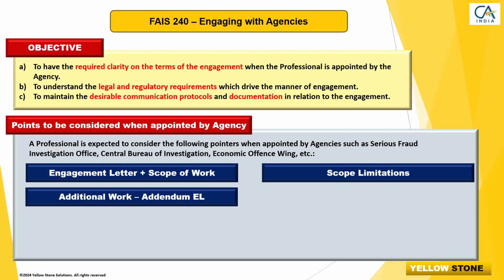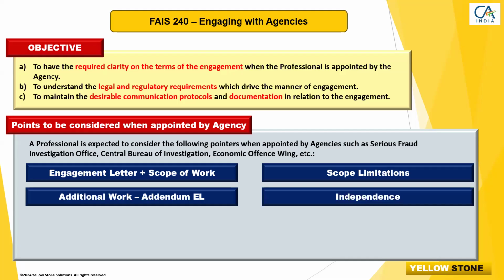Additional work: this tends to happen because functioning with the regulators is very dynamic. Let's say they directly issue summons to the CFO of that borrower. The CFO comes, mentions a few names, and then very quickly the agency will ask the engagement team to start work on these areas also. So it's better to document, make addendum ELs, or things can go south at any point.